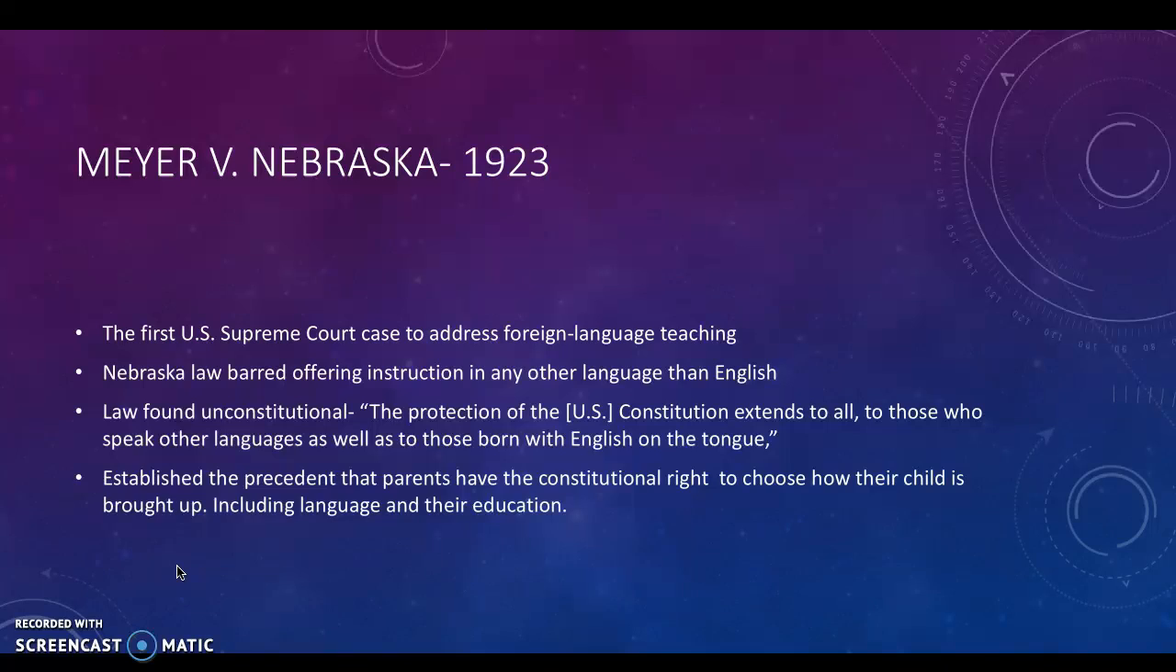The justices on the court found that this law was unconstitutional. Justice J. McReynolds wrote, "The protection of the U.S. Constitution extends to all, to those who speak other languages as well as to those born with English on the tongue." This case was important to language education policy since it established the precedent that parents have a constitutional right to choose how their child is brought up, including a say in their education.